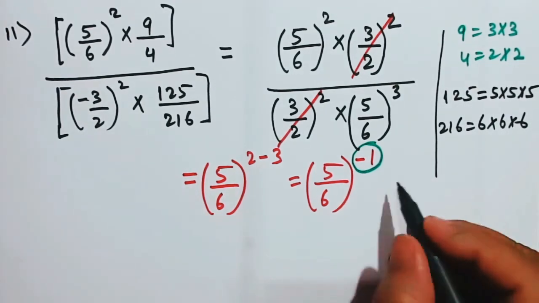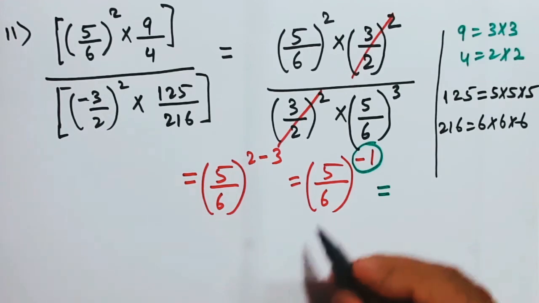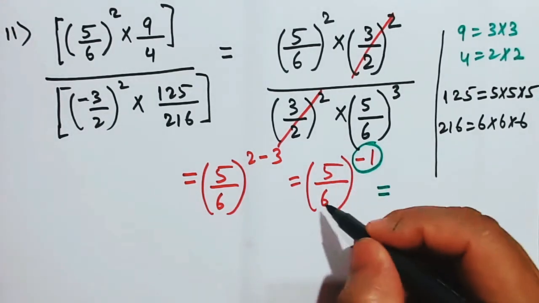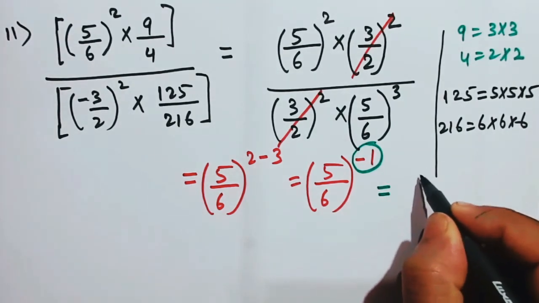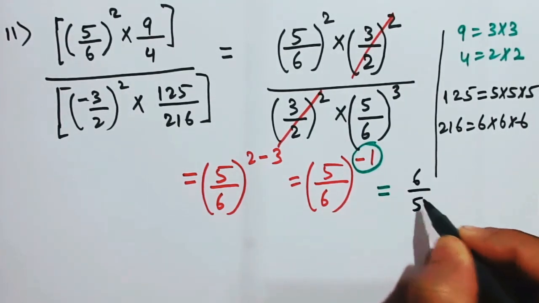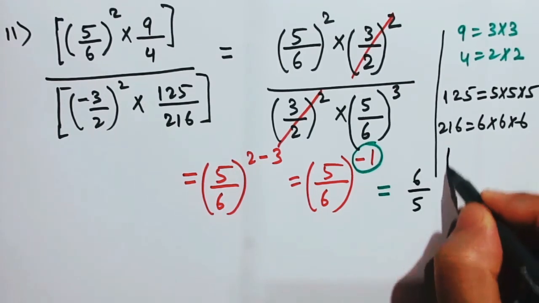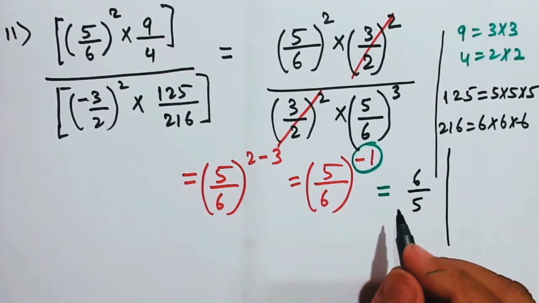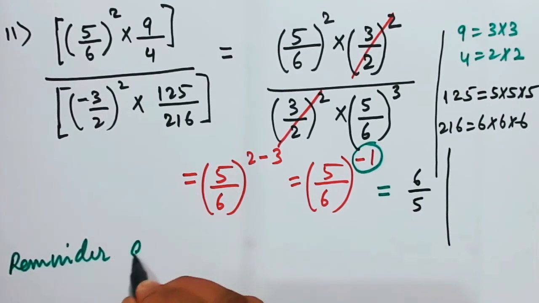So how to write this in positive form? By converting this into its reciprocal. So this will be equal to 6 by 5 to the power 1. You should remember, let me remind you once again, this is a reminder, okay? This is your reminder that a to the power minus 1 is equal to 1 by a.